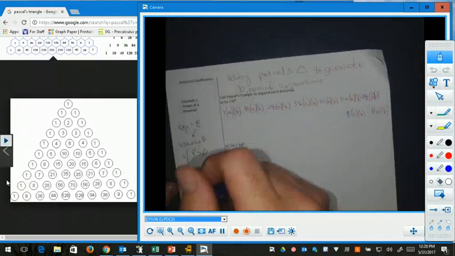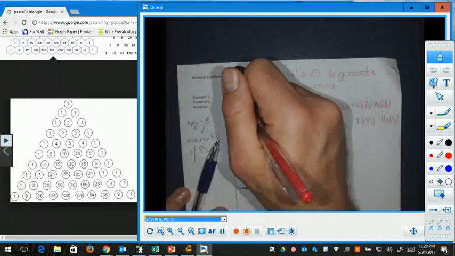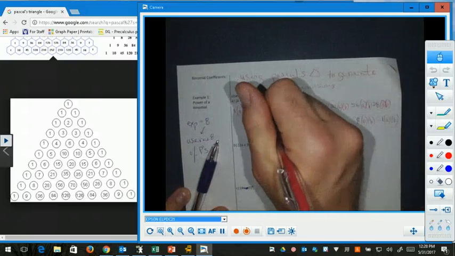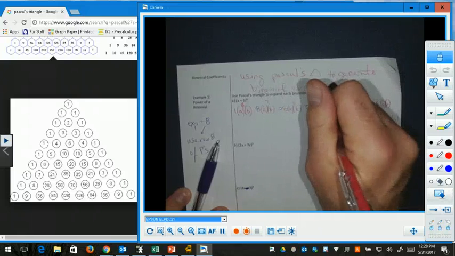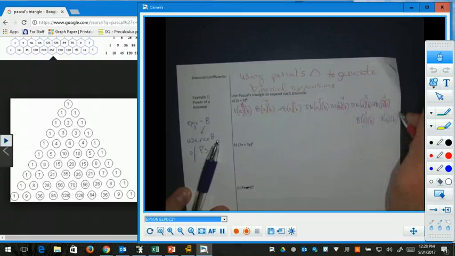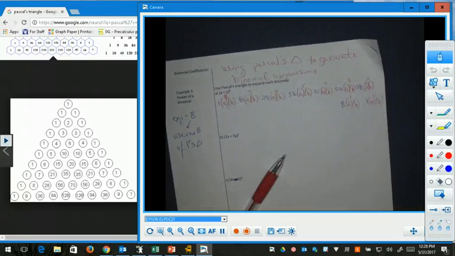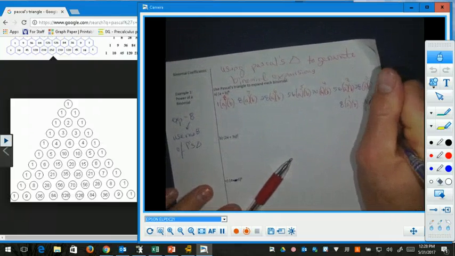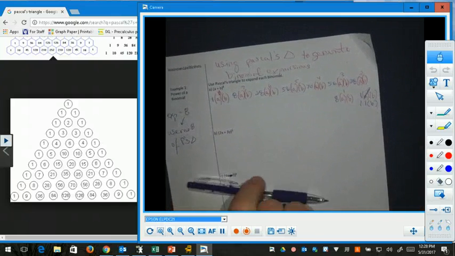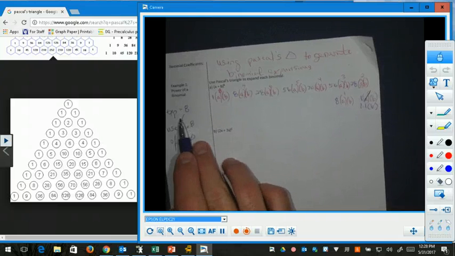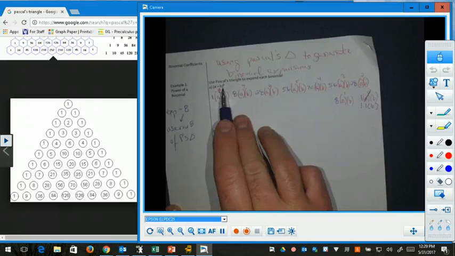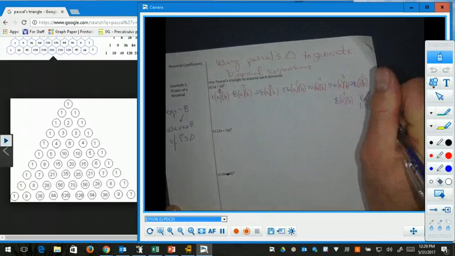So on mine, I'm going to have a to the 8th, because my highest exponent for a is 8, then 7, then 6, 5, 4, 3, 2, 1, 0. A to the 0 really becomes 1. So this is 1 times b to some power. Well, it actually is b to the 8th, because again, this is row 8. We're raising it to the 8th power. The highest exponent on b, when it's expanded, will be b to the 8th.